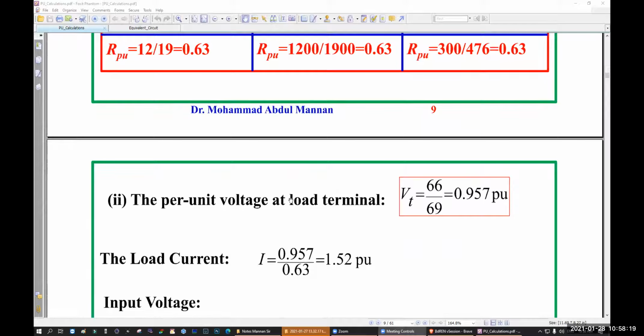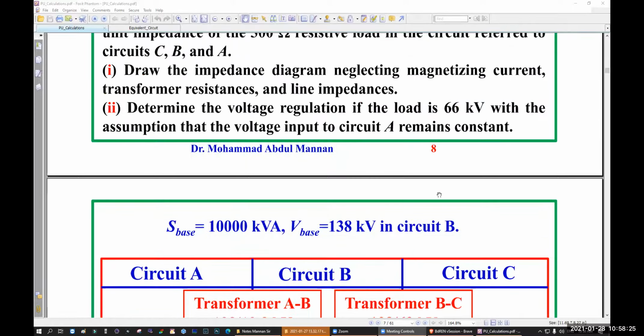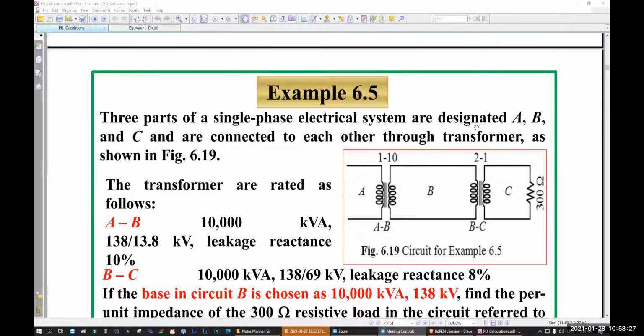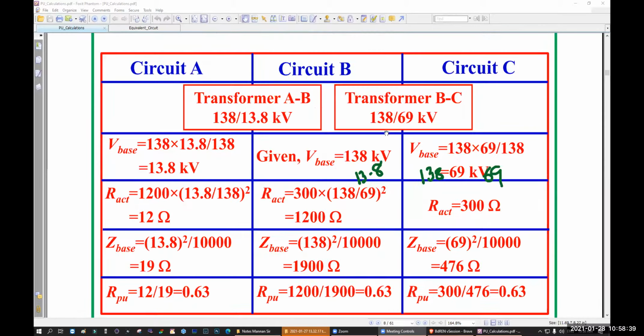So your per unit voltage at load terminal will be what? Your actual divided by your base. What is your base for this circuit? What is your base? Remember? We said this is 138, that is the base. This is 69, that is the base. That is 13.8, that is the base. Where have we written this? Here.